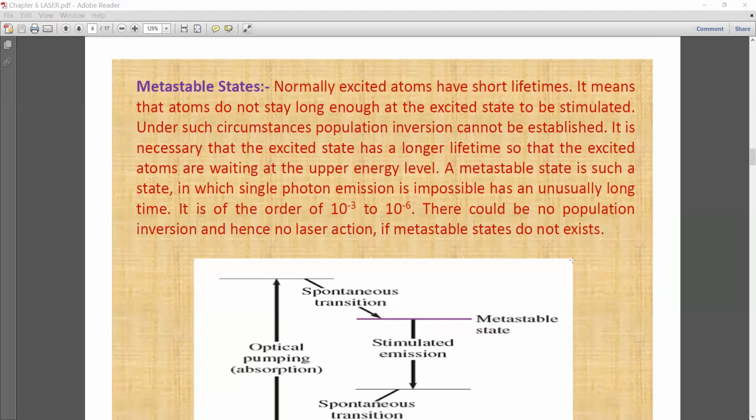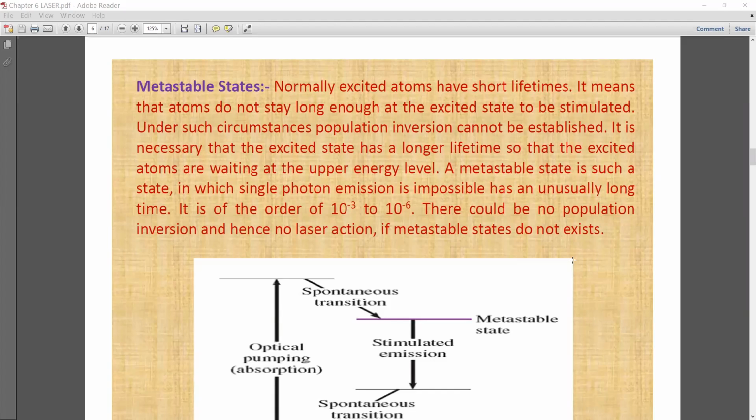Metastable states. Normally, excited atoms have short lifetimes. It means that atoms do not stay long enough at the excited state to be stimulated. Under such circumstances, population inversion cannot be established. It is necessary that the excited state has a longer lifetime so that the excited atoms wait at the upper energy level. A metastable state is such a state in which spontaneous photon emission has an unusually long time, of the order of 10 raised to minus 3 to 10 raised to minus 6 seconds. There could be no population inversion and hence no laser action if metastable states did not exist.